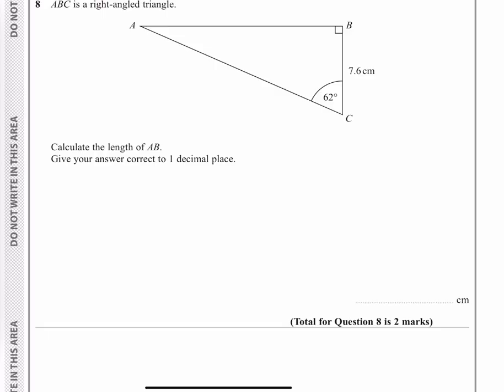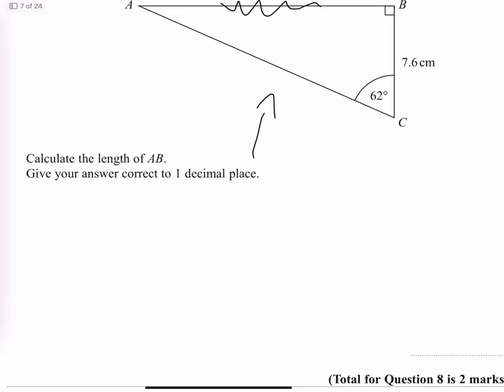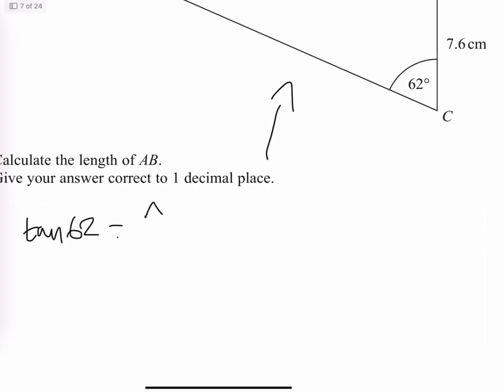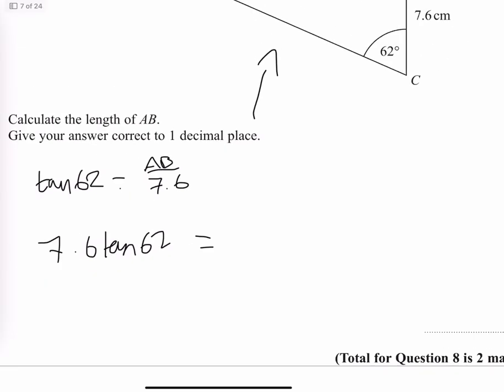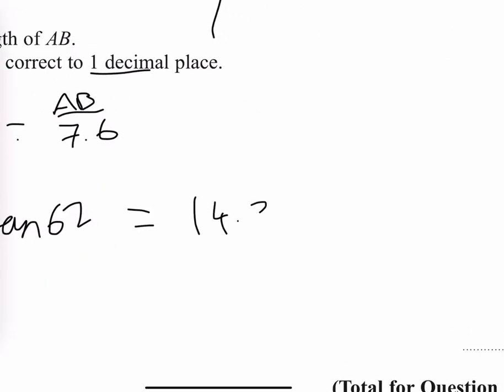Okay, this is just a little trig question. We're looking for AB, which is this one here. The hypotenuse is this side. We're not looking for the hypotenuse, so therefore we're using tan. So tan of 62. SOH CAH TOA, opposite over adjacent. It's AB over 7.6. So 7.6 tan 62 is what we're typing into our calculator, and that's our final answer. So 7.6 tan of 62. See what I mean? Easy to type in the wrong thing and get a horrible answer. To 1 decimal place, that is 14.3.